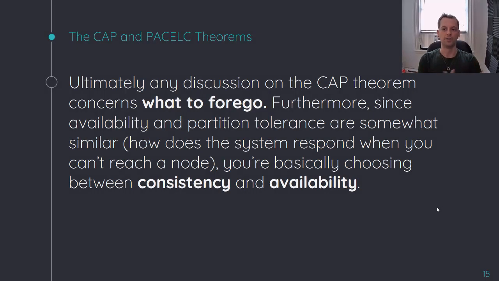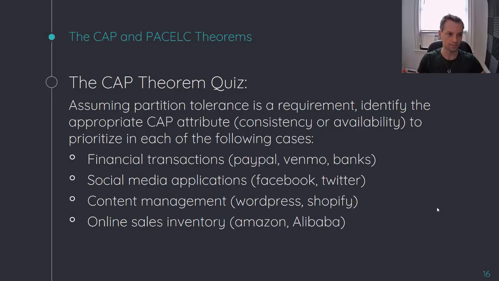Any decision you make concerning the CAP theorem concerns what you are going to forego. Which of those three attributes is least important to you? And furthermore, since availability and partition tolerance are pretty similar, they both concern how your system behaves when you aren't able to get a response from a node, most of the time what you're really choosing between is consistency and availability. So let's do a little quiz.